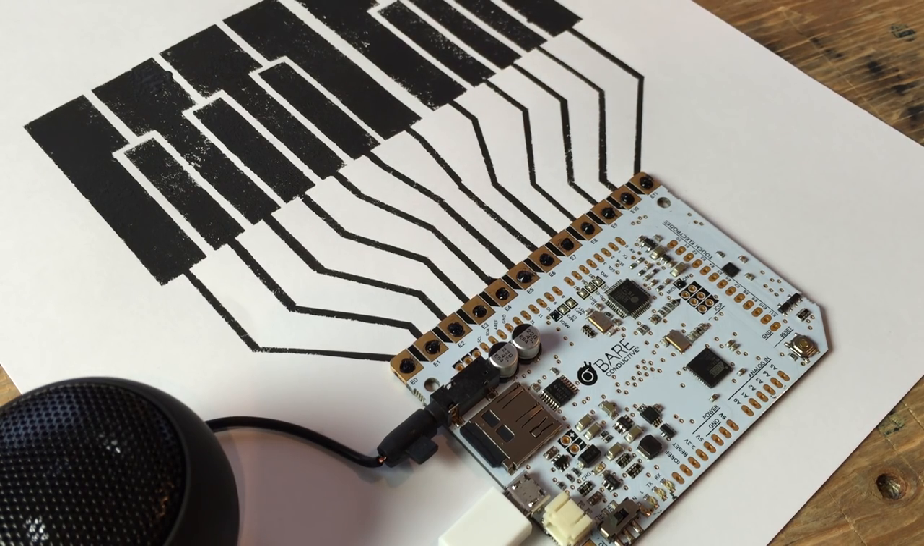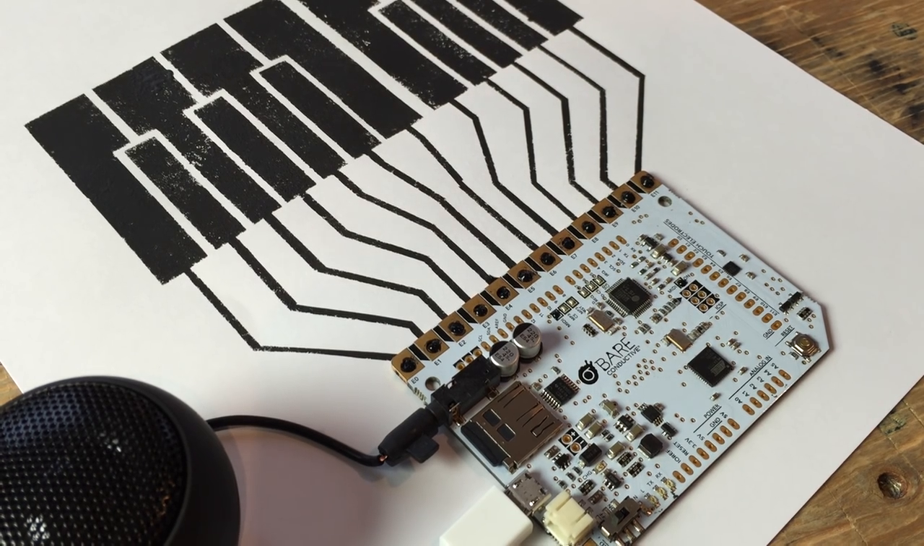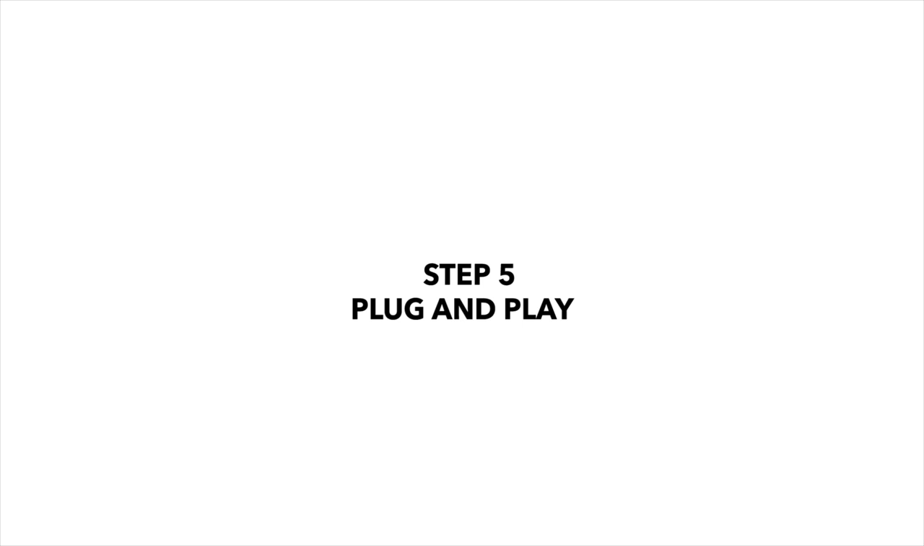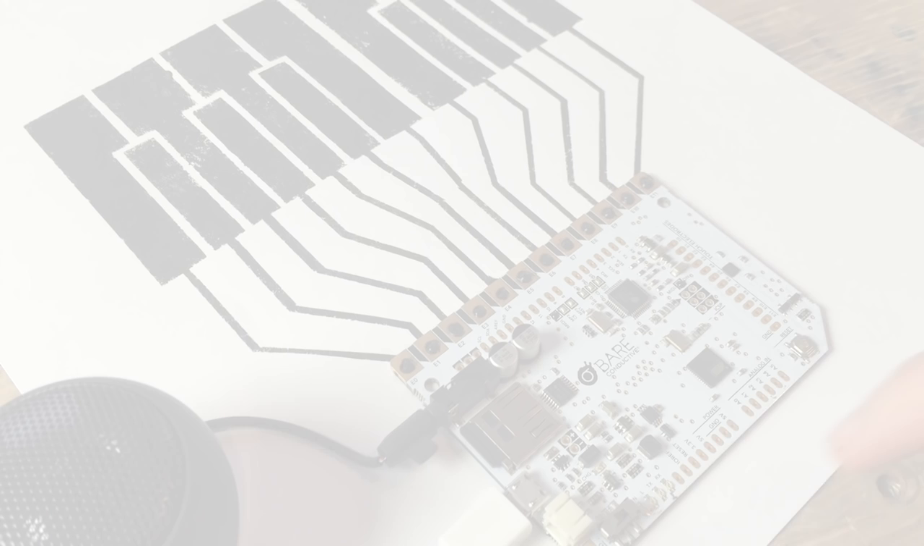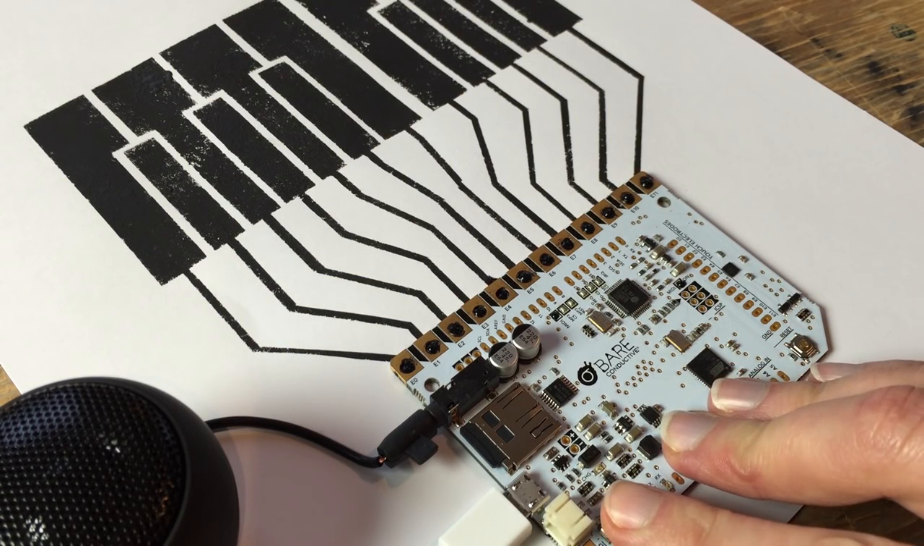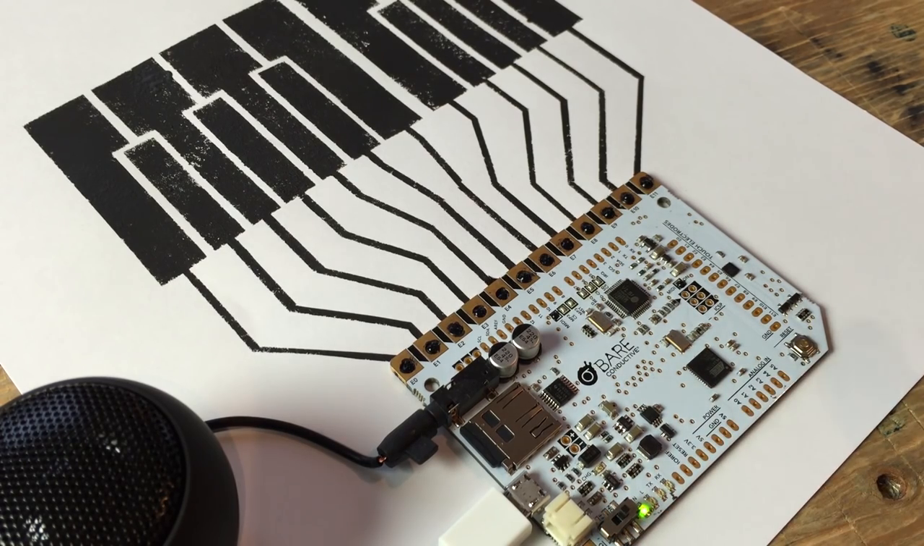Step 5. Plug and play. Now you're ready to play. Switch on your touchboard, press the recalibrate button, wait for the orange light to stop pulsing, and play away.